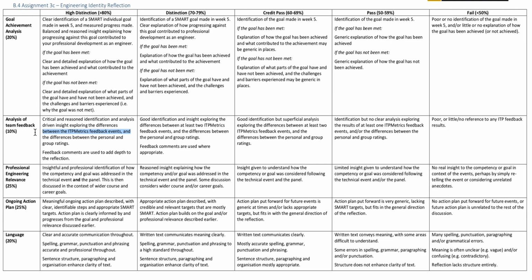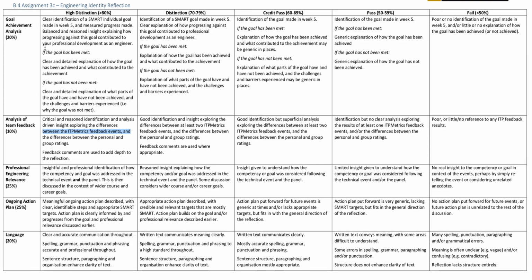Then you go to the next. So try to write in this order. Don't mix it up because it makes it very difficult for the markers. So don't put a bit of goal achievement here, then a bit of professional relevance here, and then a bit of ongoing action plan here. So don't jump.